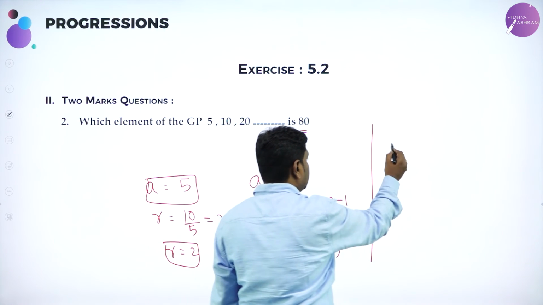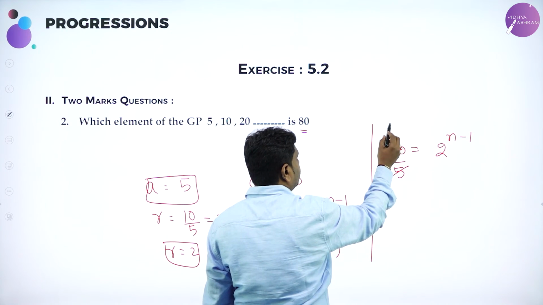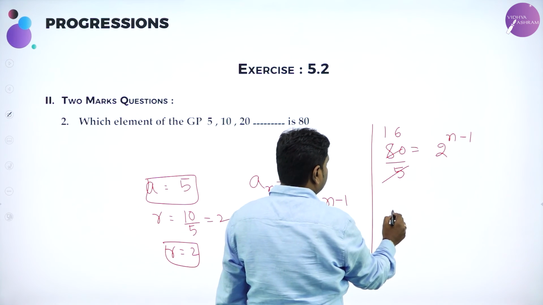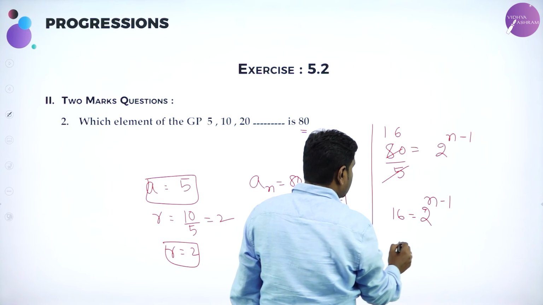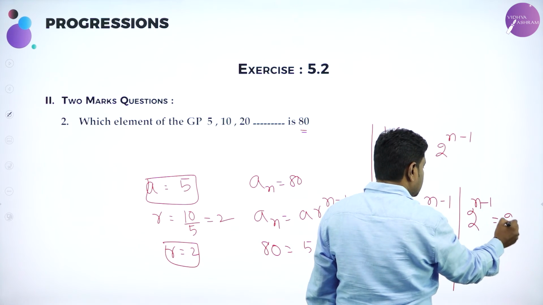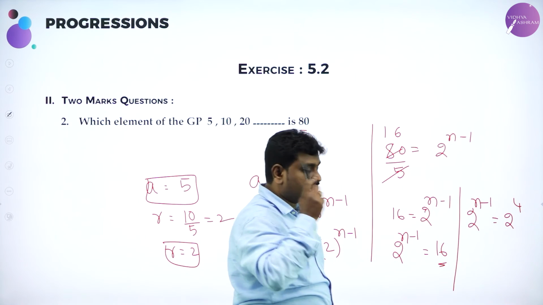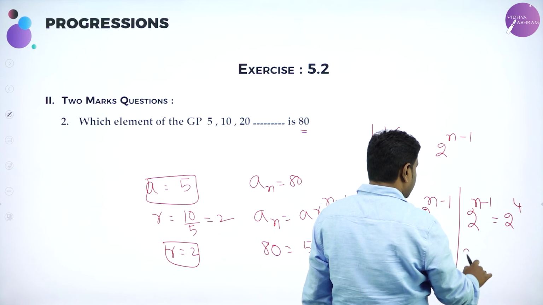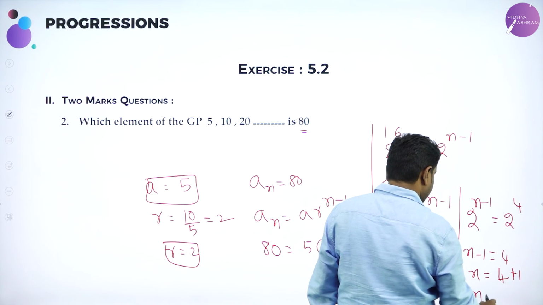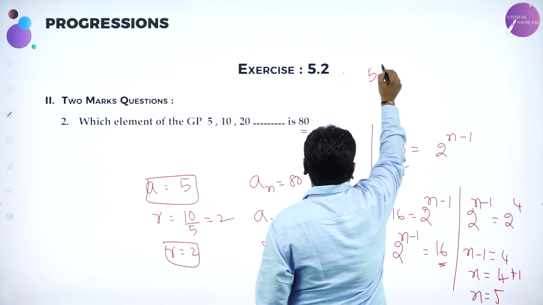Simplify this. So now 80 divided by 5 is equal to 2 power n minus 1. 5 sixes are 30, so 16 is equal to 2 power n minus 1, or 2 power n minus 1 is equal to 16. In terms of 2 power, 16 can be written as 2 power 4, because I want bases to be same. So that's why theory of indices is most important. Now the bases are same, equate the powers. n minus 1 is 4, n is 4 plus 1, and n is exactly 5. What is the n value? 5. They want n. Therefore, fifth element is 80.